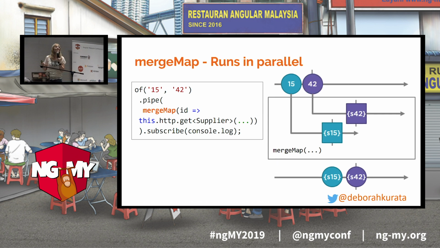The next one is mergeMap. Now mergeMap runs these things in parallel. As soon as it gets 15, it launches that HTTP GET. When it emits the 42, it runs that HTTP GET. So the difference between mergeMap and the other higher order observables is that it runs it all in parallel.